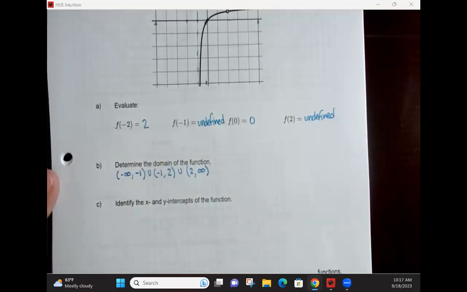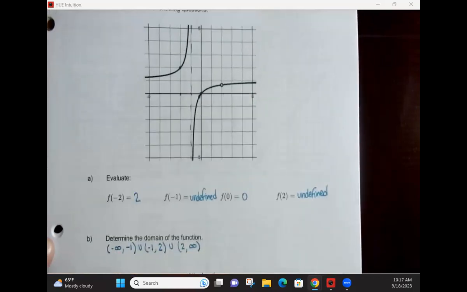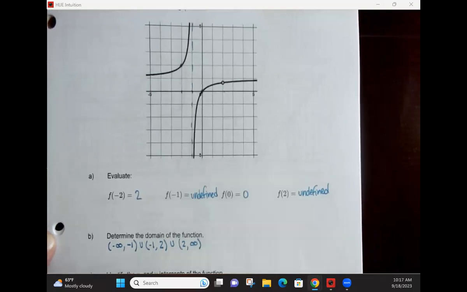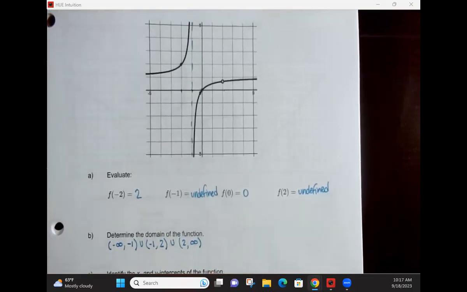And then x-intercepts. Does our function have any x-intercepts? Do I have x-intercepts here? At 0. And then how about y-intercept? At the same place. Yep. Questions for me so far?